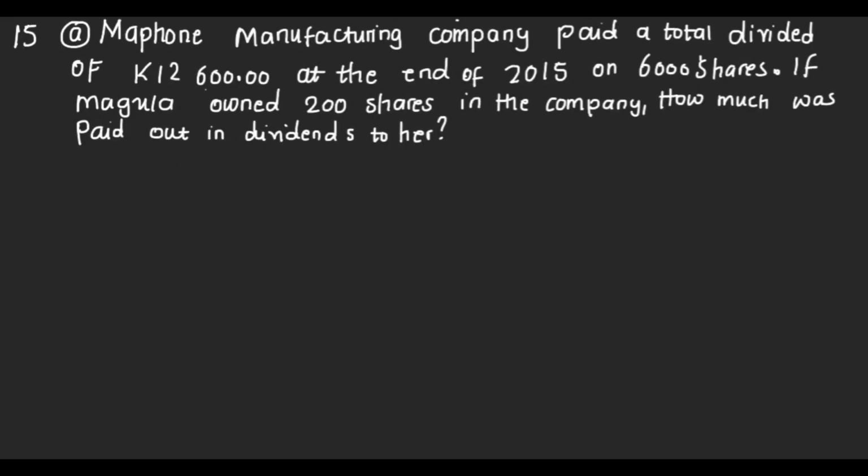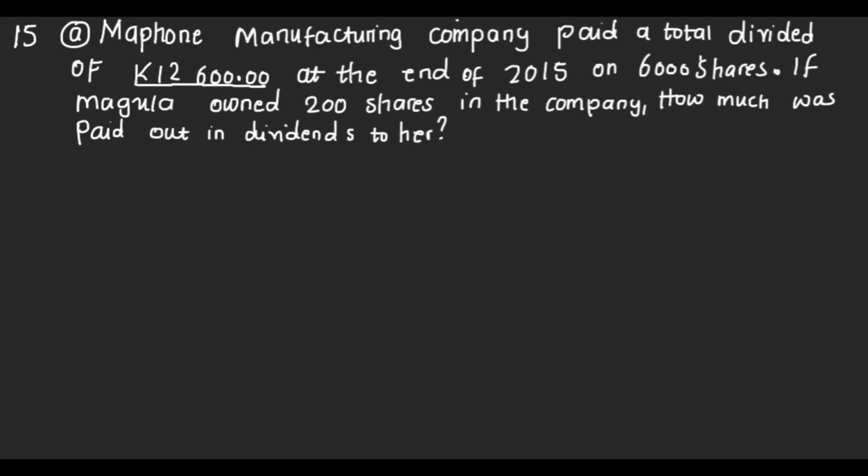We move on to question 15. A phone manufacturing company paid a total dividend of 12,600 kwacha at the end of 2015 on 6,000 shares. If Magula owned 200 shares in the company, how much was paid out in dividends to her? So let's look at the total dividends. So the amount paid to these 6,000 shares was 12,600.